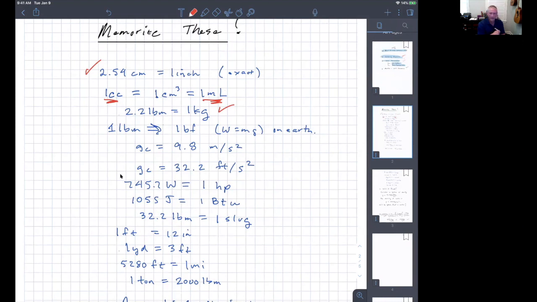The other thing that I try to keep in mind, and we've talked about mass versus weight with a couple of videos. 1 pound mass on Earth turns into 1 pound force using the standard gravity.